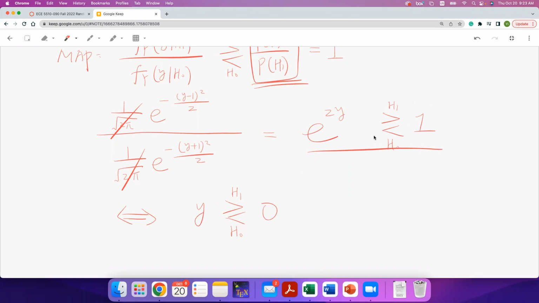But in this case, this decision rule matches our intuition, depending on the sign of the observation, because 0 is the midpoint between negative 1 and 1, right? So intuitively, this is how the decision rule chooses the threshold. Right, so this is the MAP rule. In this case, it's very simple.